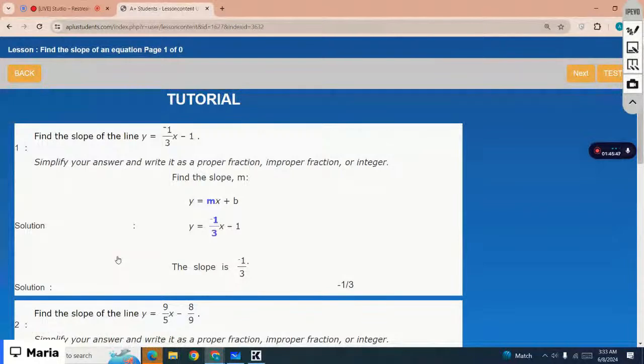You have to compare the equation with the slope-intercept formula, that is y equals mx plus b. So the coefficient of x is the slope, that is negative 1 over 3. So the slope of the equation is negative 1 over 3, right?